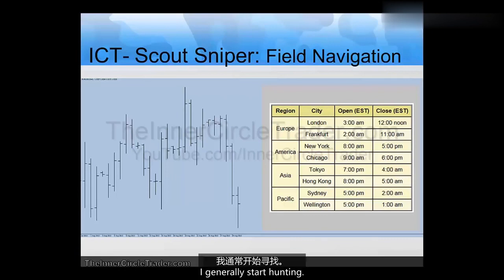I generally start hunting during the Frankfurt Open, which is 2 a.m. Many times you'll hear me call 2 a.m. the beginning of the London session, either because I'm rushing trying to talk about something and inadvertently misquoting it. But understand this: when I get up in the middle of the night to start trading in my time zone, 2 o'clock in the morning, I'm in there hunting. I'm hunting essentially the move that sets the high or the low of the day.